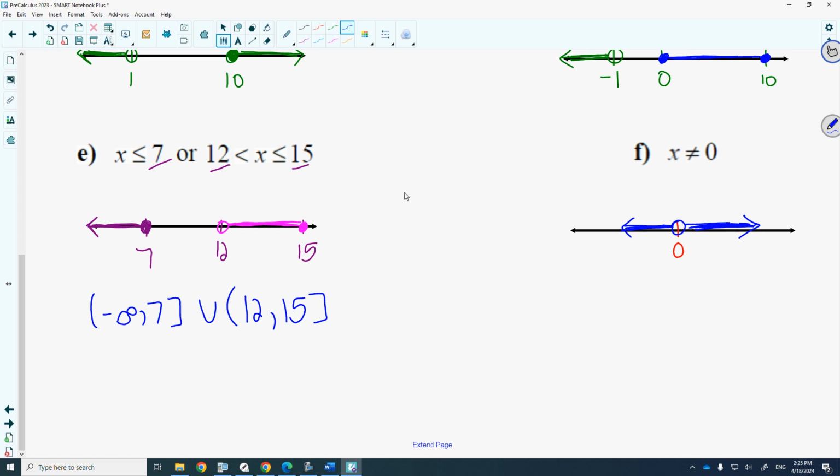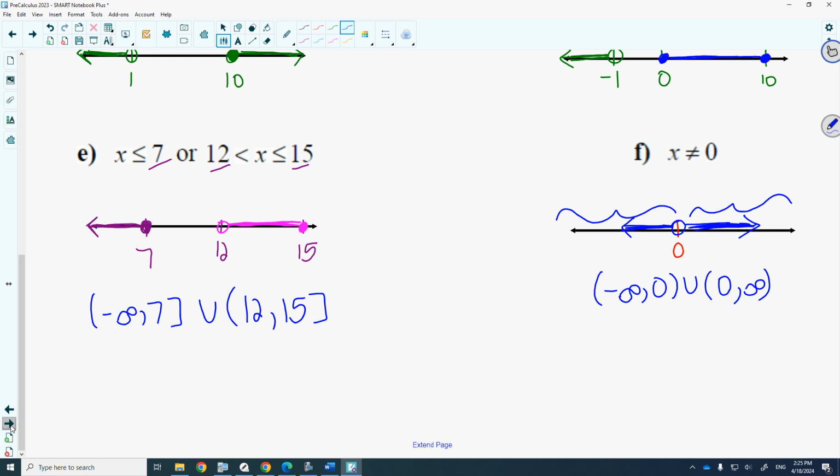So what this would look like would be round bracket, negative infinity to 0, round bracket. That's going to take care of this. Union, 0 is not included, right? So I can't have a square bracket. This would be 0 to infinity. And that is what your solution set would be.